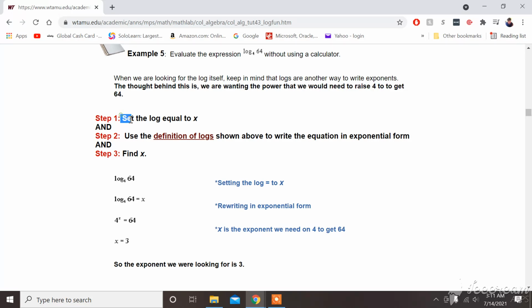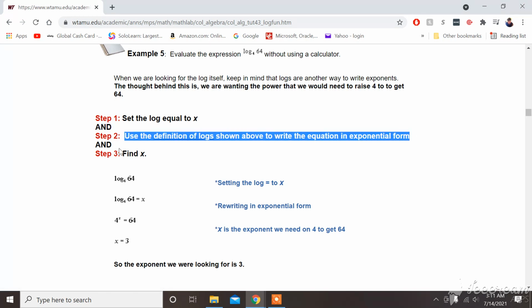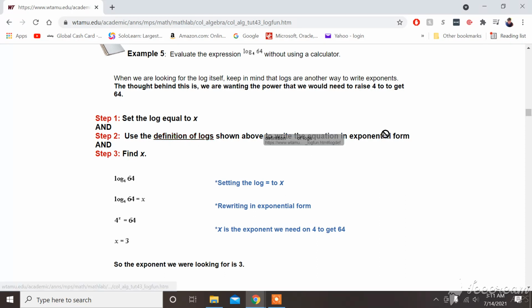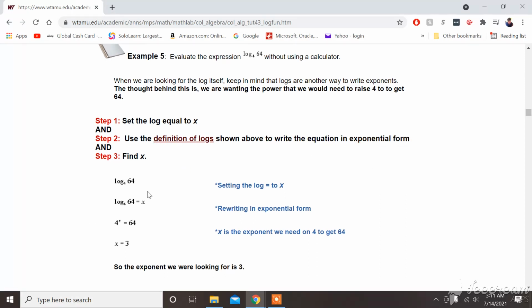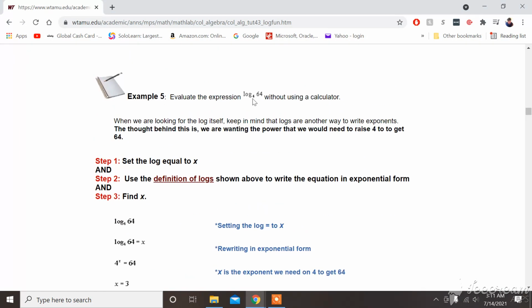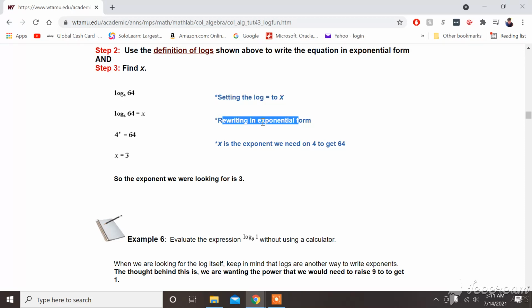Now once again, set the log equal to x and use the definition of log shown above to write the equation in exponential form and find x. I'll show you how to do this. Original problem. Setting the log equal to x, literally just putting equals x. So bam, rewriting in exponential form.